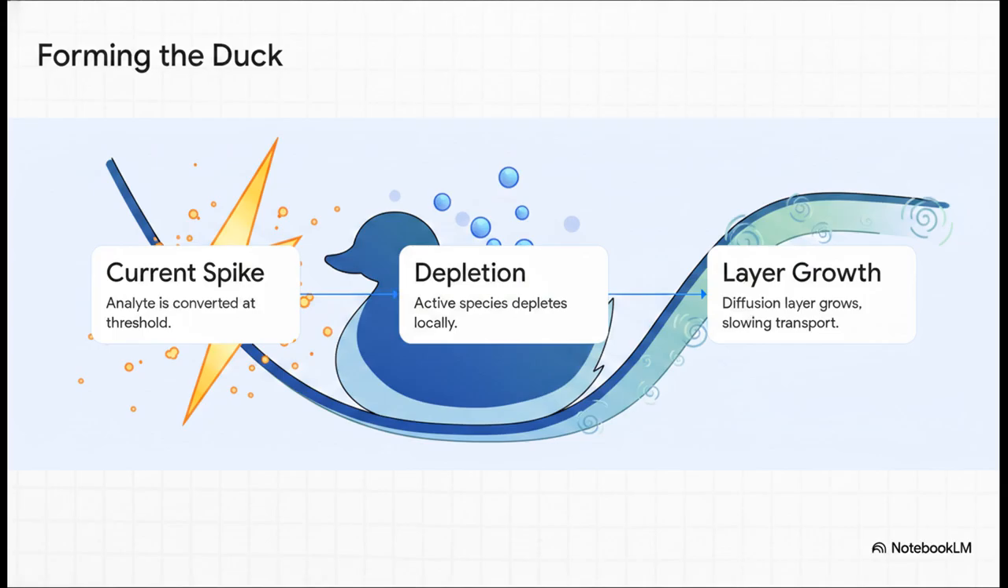As the voltage hits its absolute sweet spot, ferrocene rapidly oxidizes into ferrocenium. The current spikes, bam, the head of the duck is formed. But very quickly, the area right next to the electrode becomes completely depleted of ferrocene. A microscopic diffusion layer starts to grow outward. Now, new ferrocene molecules have to travel further and further through this layer just to reach the electrode, which drastically slows down the whole process. The current drops off, forming the duck's tail.